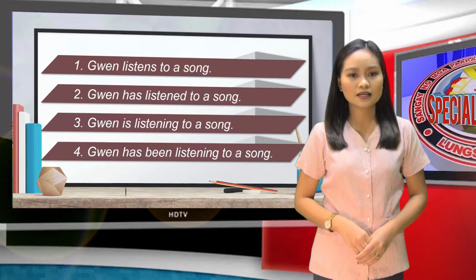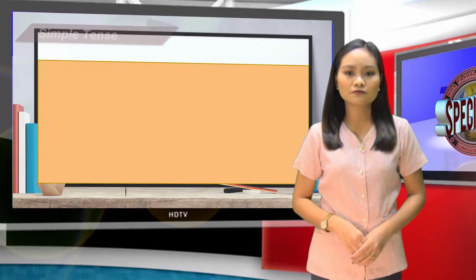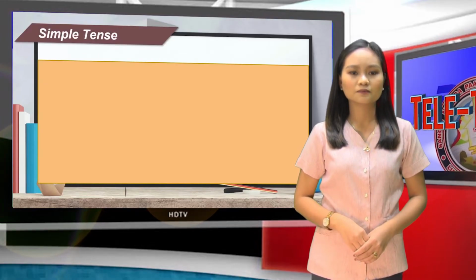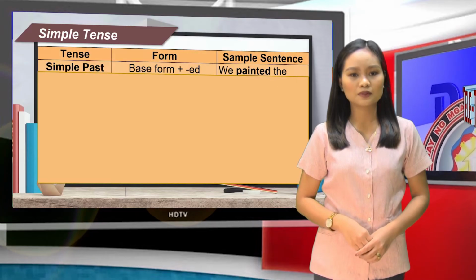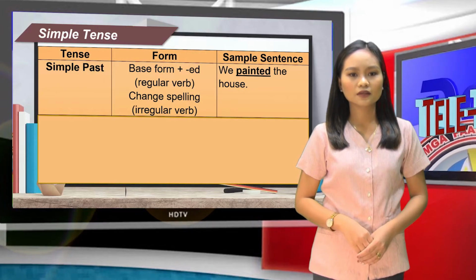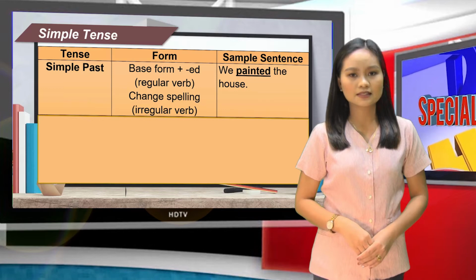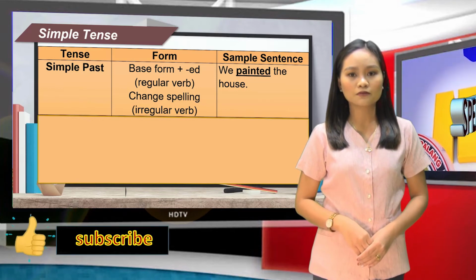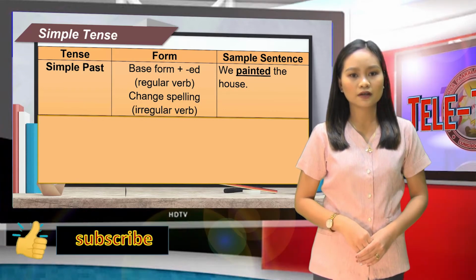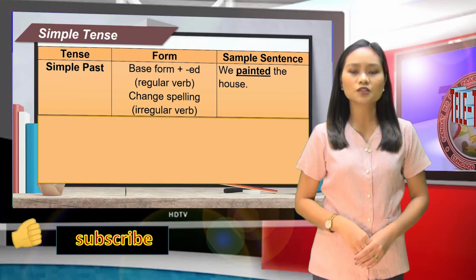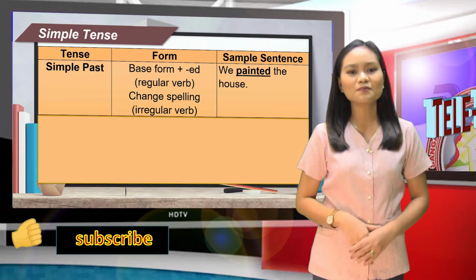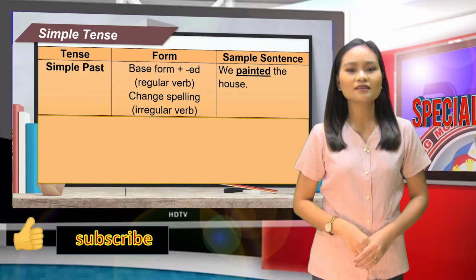For simple tense, as I have said, it is the verb form used to express a fact. Here are the examples. To form the simple past tense, we are going to use the base form of the verb plus ed, and for irregular verb, sometimes we will change the spelling. Sample sentence. We painted the house.